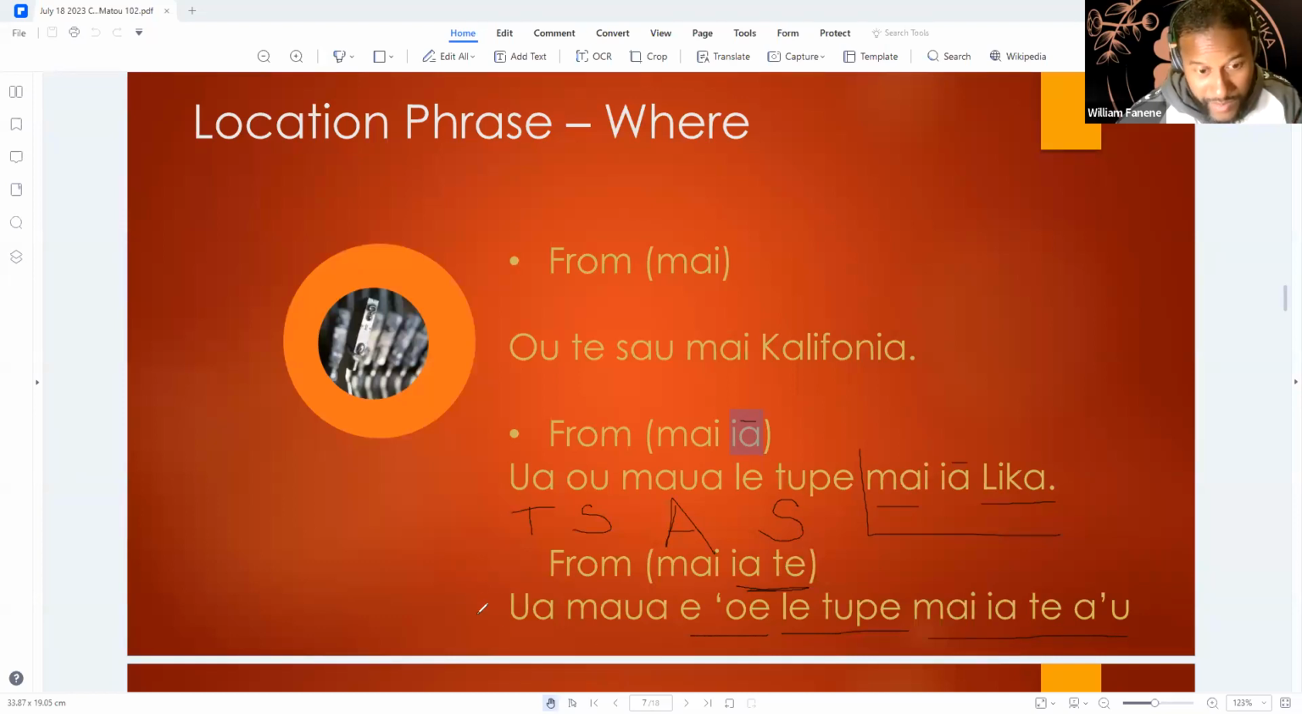This would be a common thing people talk about a lot of the time, no, you, well, maua oe, the tupe, maya te au. You have gotten the money. You got my money. Okay. So all of this is the same. We just put the maya in front because we're talking about the action coming from a subject.